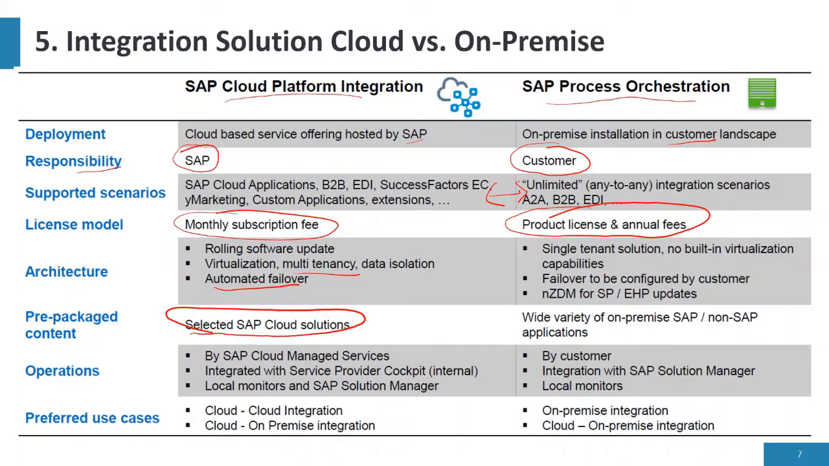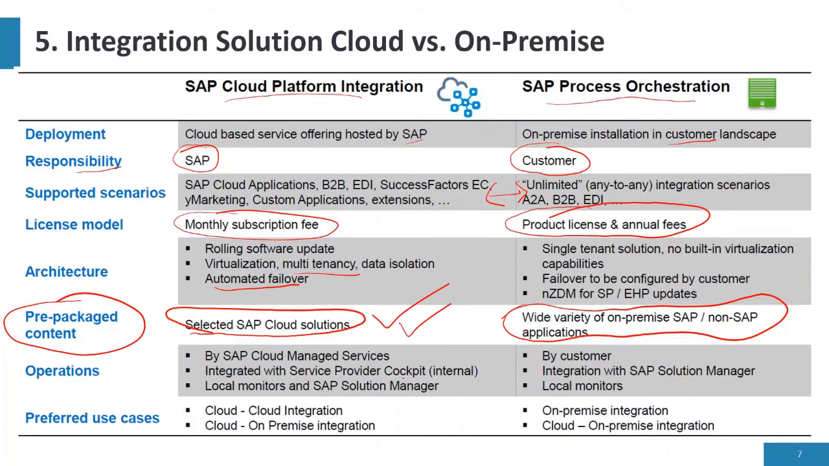And again, in on-premise we also had pre-packaged content, but since SAP is going to invest more in cloud platform integration compared to process orchestration, the pre-packaged content, which is called standard SAP content, you will find more in cloud platform integration. They are spending more and more on CPI compared to PIPO. So that is also one advantage of using CPI.